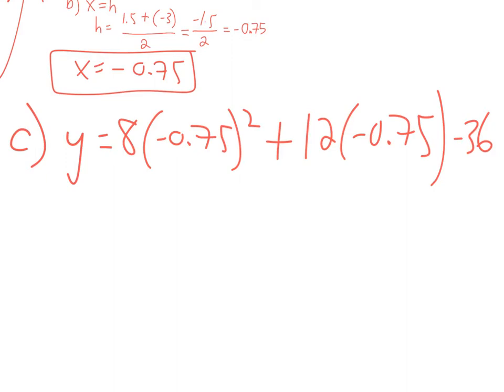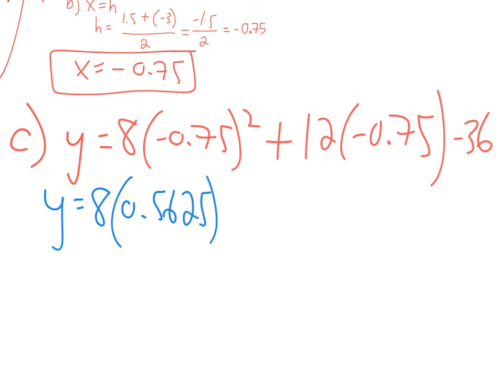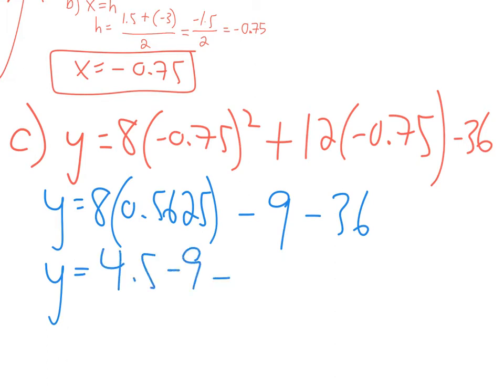Okay, our next line will equal 8 times, and negative 0.75 squared is 0.5625, plus 12 times negative 0.75 equals negative 9, or subtract 9, minus 36. And then our next line, 8 times 0.5625 is 4.5 minus 9 minus 36, which equals negative 40.5, which is the k value or the y coordinate in the vertex.